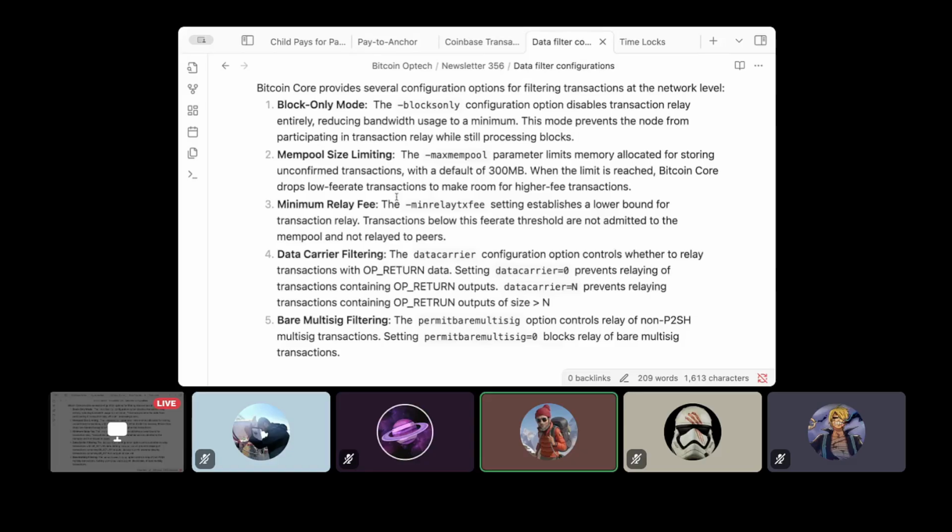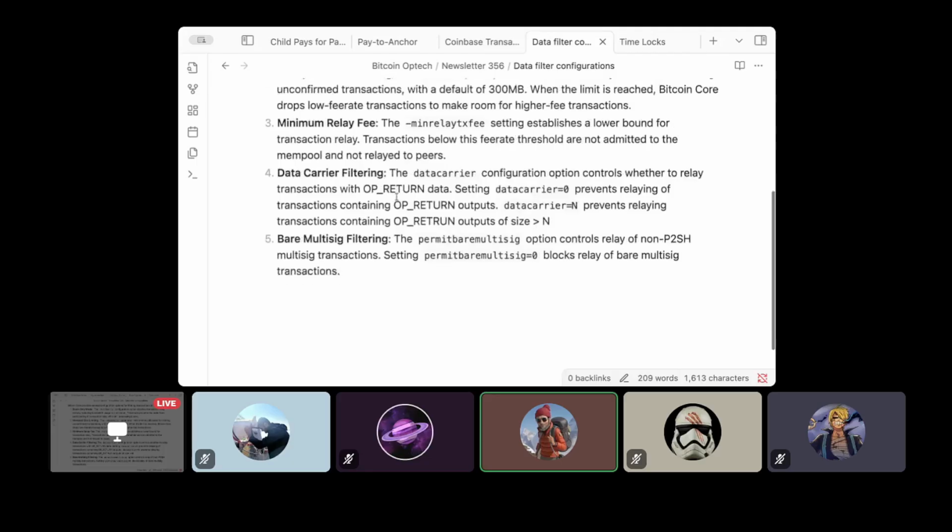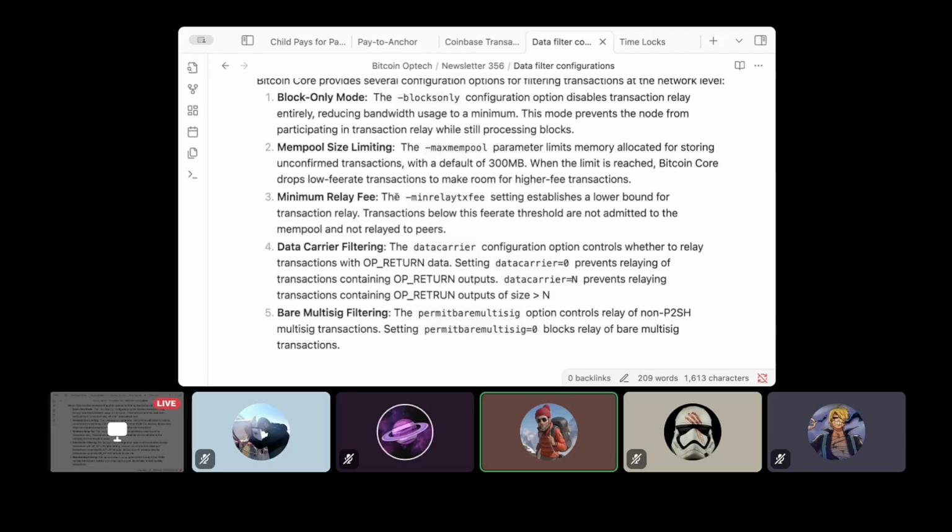On top of that, Knots has a few other filtering techniques that you can use to further filter data. So I think now you can have some idea of what Core offers, and then probably evaluate what Knots offers.